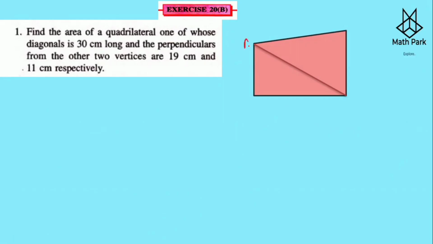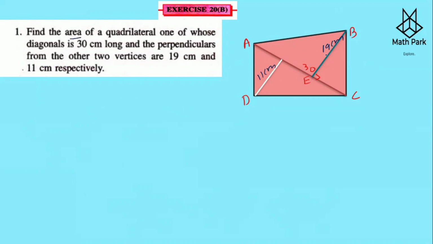So let us take a quadrilateral ABCD wherein the diagonal is 30 centimeter long and the perpendiculars from the other two vertices. So for perpendicular from B, let us take this BE as a perpendicular, say 19 centimeter, and another perpendicular from vertex D, which is 11 centimeter. And we are asked to find the area of this quadrilateral.